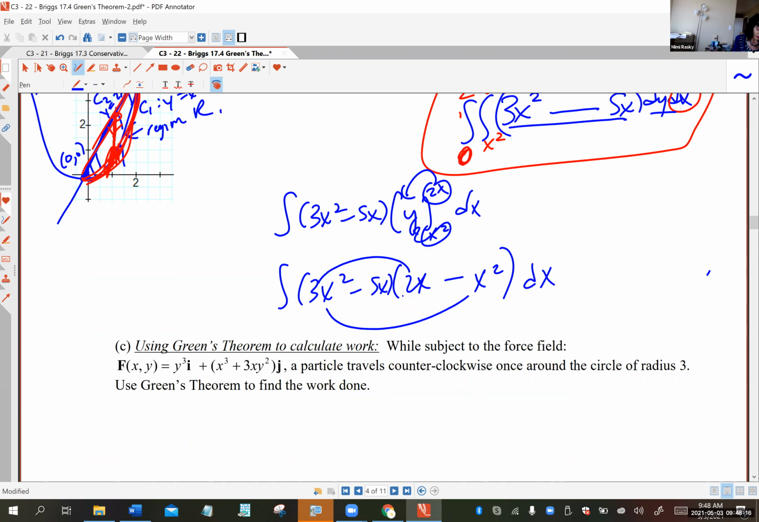Go ahead and FOIL this mess out because you need to before you integrate with respect to x. So 3x squared times 2x is 6x cubed. 3x squared times negative x squared is negative 3x to the 4th. Negative 5x times 2x is negative 10x squared. And negative 5x times negative x squared is plus 5x cubed. Okay, now I can integrate this mess.